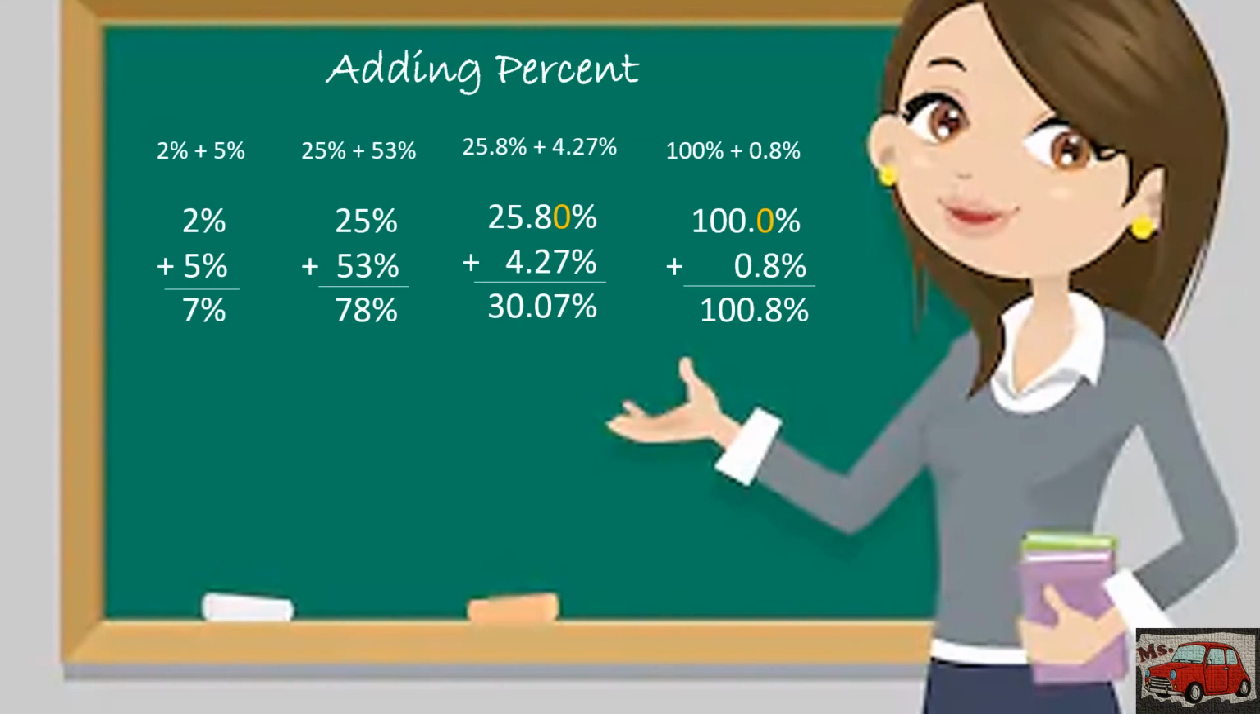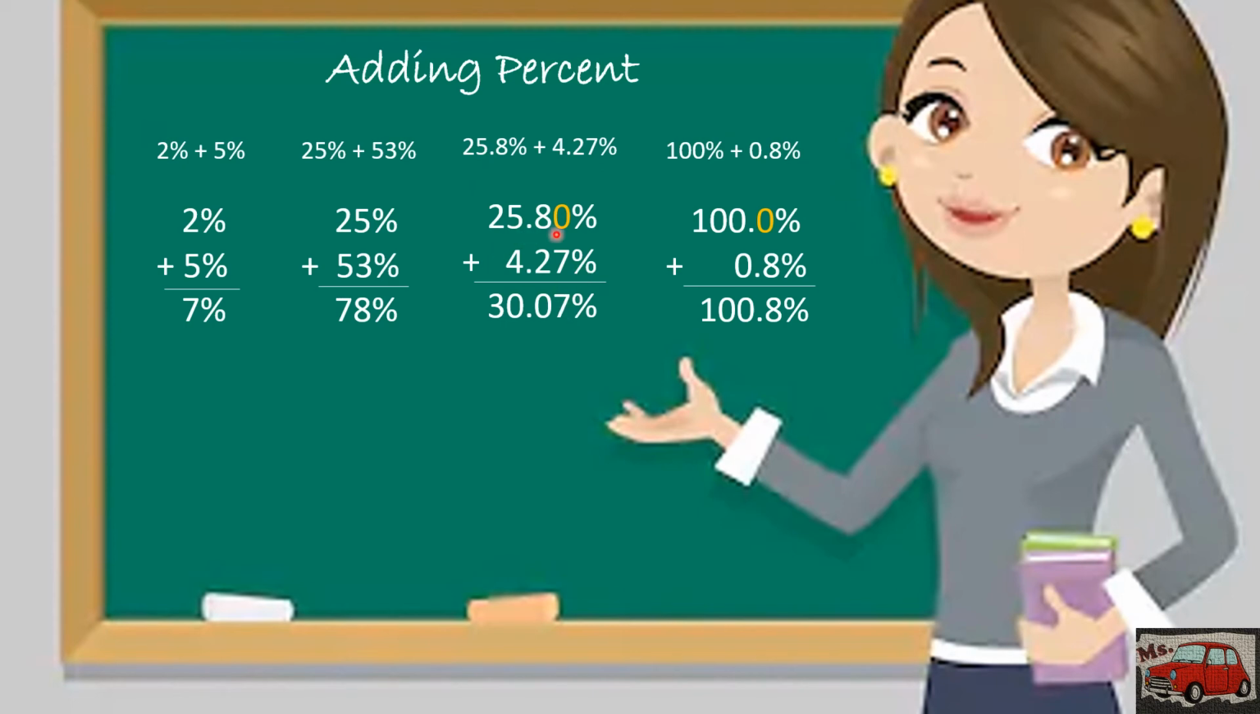Okay, so mag-a-add na tayo ng percent. So, the way we add, parang nag-a-add lang din tayo ng whole number. Okay? So, make sure magkatapat pa rin yung mga place value nila before you can add. So, we have your 2% plus 5%, you'll get 7%. 25% plus 53%, you'll get 78%. Okay? So, ganun din kapag may decimal.